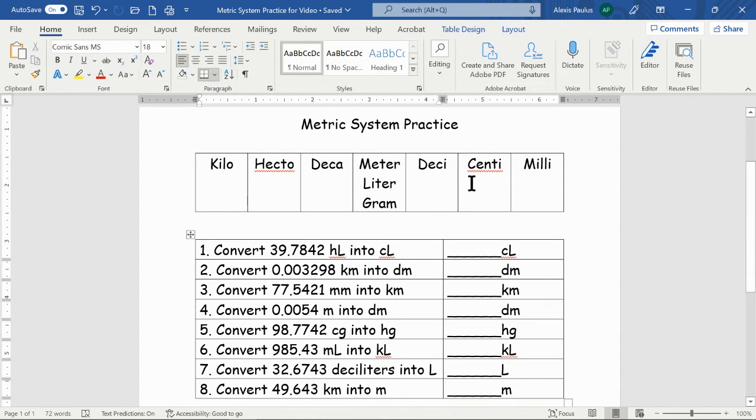When you move to the right in the grid, the decimal moves to the right. When you move to the left in the grid, the decimal moves to the left. So in this first example, we're going from hecto to centi. So we're moving 1, 2, 3, 4 spaces to the right. So that means my decimal is going to move 4 places to the right. And I like to put a space in there.